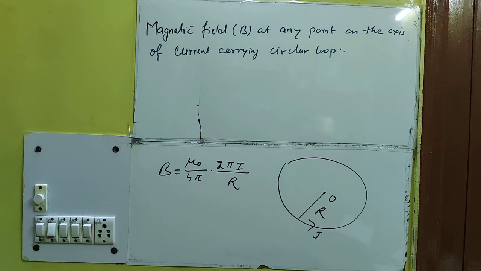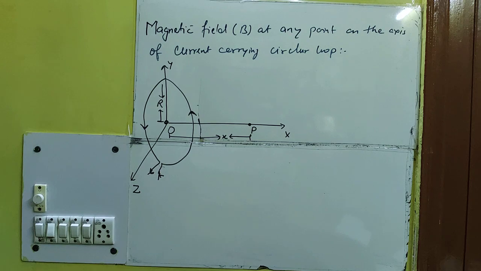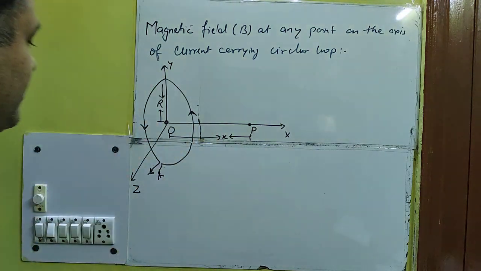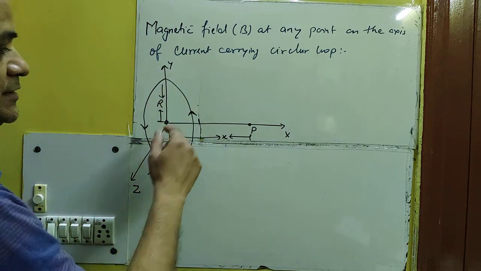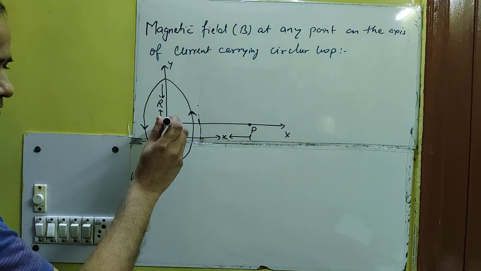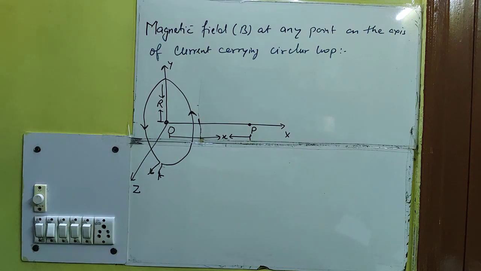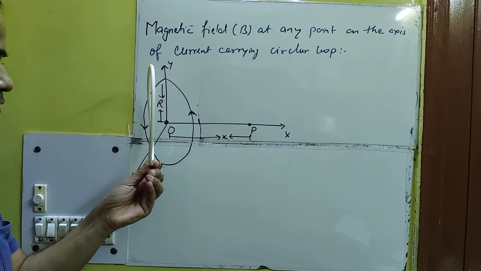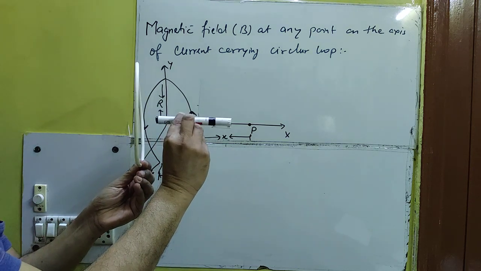For that purpose we need to make a diagram. So first draw a diagram. This one is a current carrying circular loop. It is placed on the YZ plane. Look here, this is the x-axis, this is the y-axis, and this one is the z-axis. This pen is the z-axis. So the loop is placed like this on the YZ plane, and this one is the axis, the x-axis.